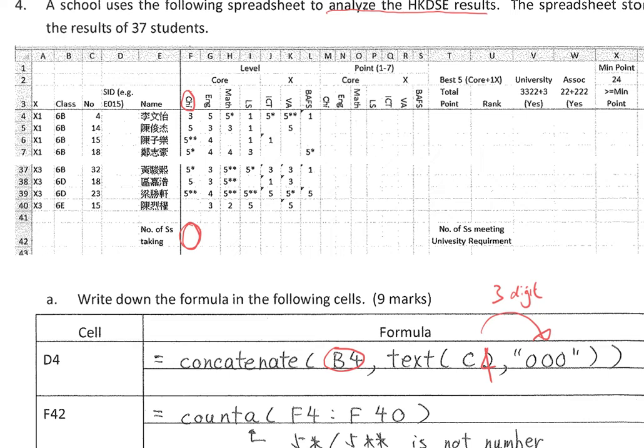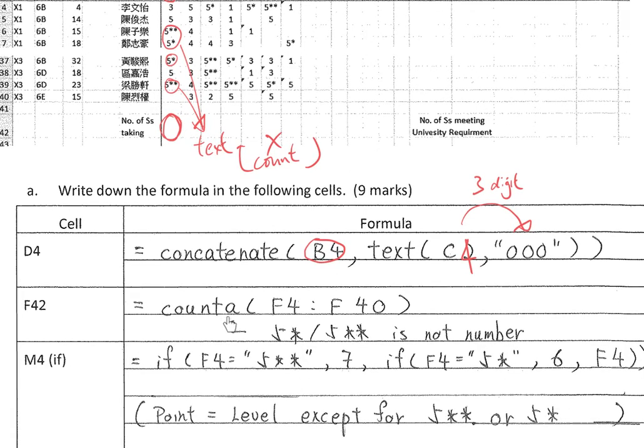Here we can see some of the students' results are numbers. However, 5 star and 5 star star are not numbers, so these are all text. So we cannot use COUNT. In this case we'll use COUNTA here, because we need to count also 5 star and 5 star star.